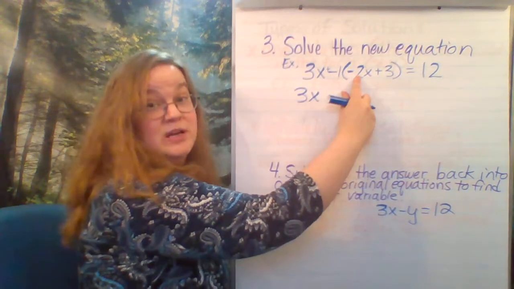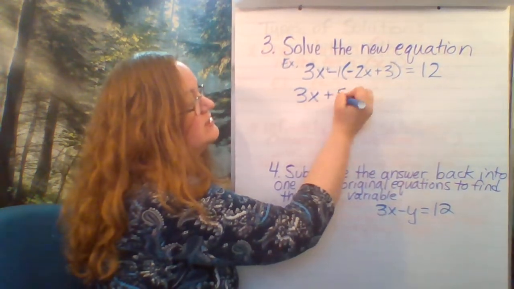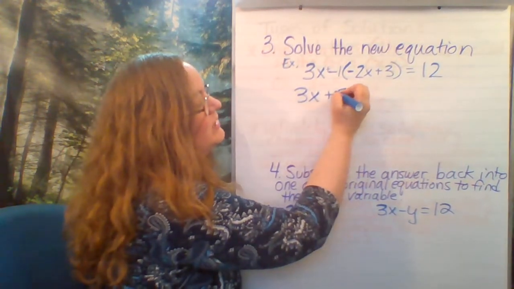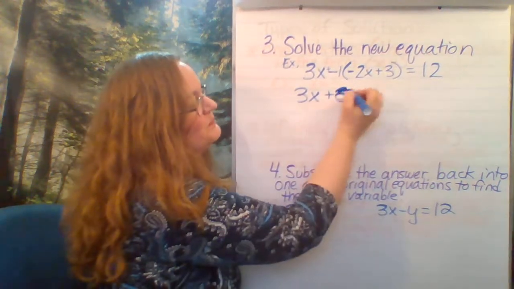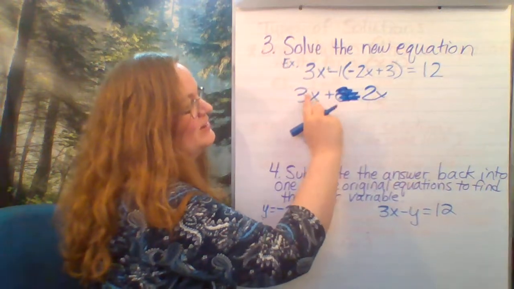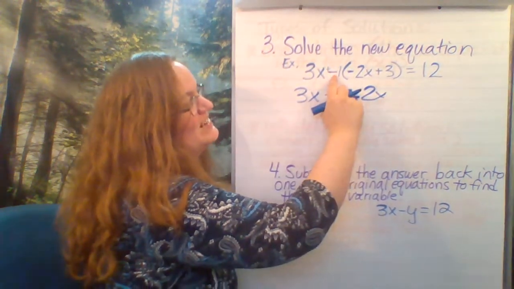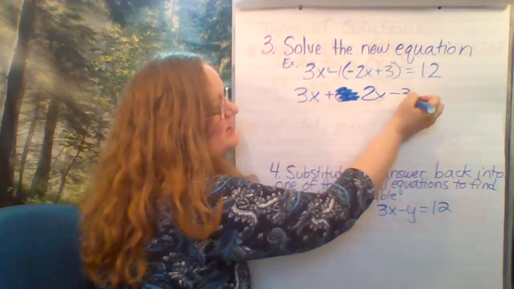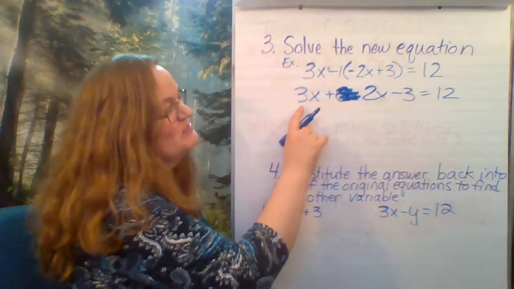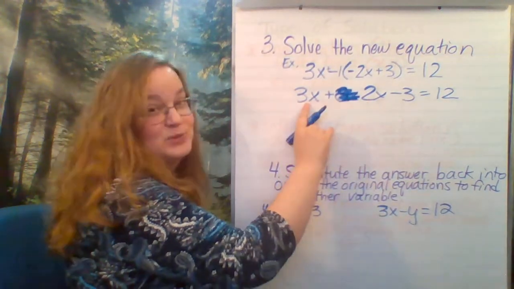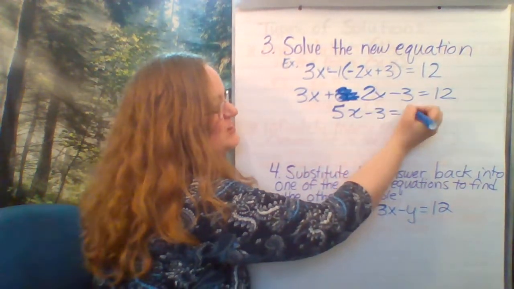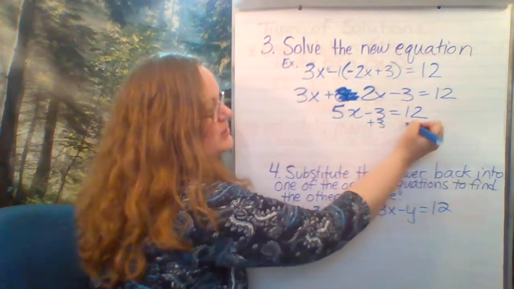Then negative 1 times negative 2x is a positive 2x, because a negative times a negative is a positive. I'm sorry, I already combined it in my head. Negative 1 times 3 is negative 3, equals 12. From there, we combine like terms. 3x plus 2x, 3 xylophones plus 2 xylophones is 5 xylophones, minus 3 equals 12. I can add 3 to both sides.